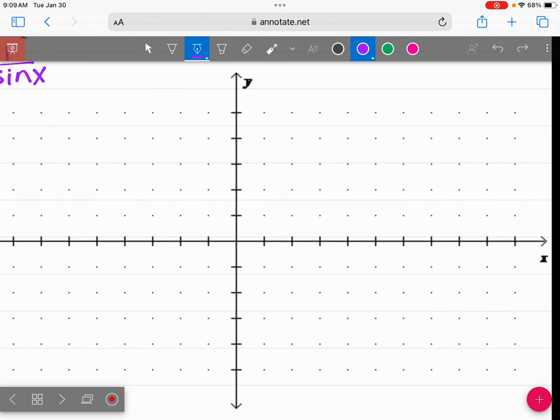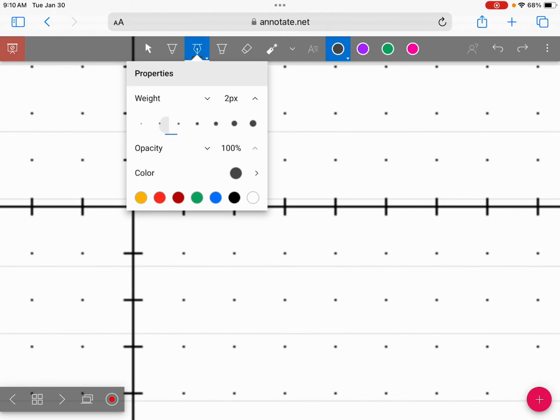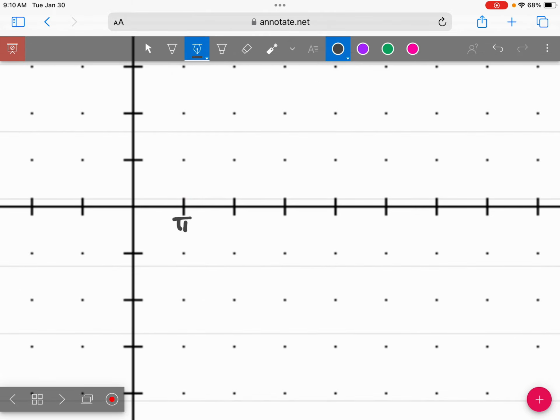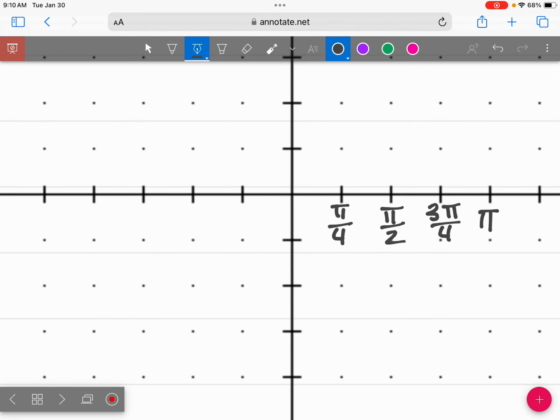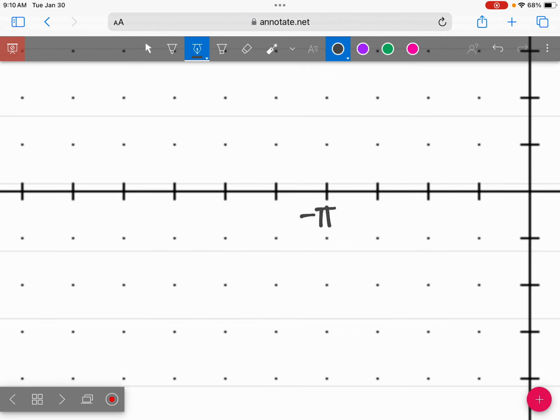So we're going to graph our parent function of sine of x. Sine starts at 0, or I'm going to count my x's first. I'm going to do my normal pi over 4s that we have been using. Pi over 4, pi over 2, 3 pi over 4, pi, etc. 1, 2, 3, 4, 2 pi. Alright, guys. Minus pi, 1, 2, 3, 4, minus 2 pi.